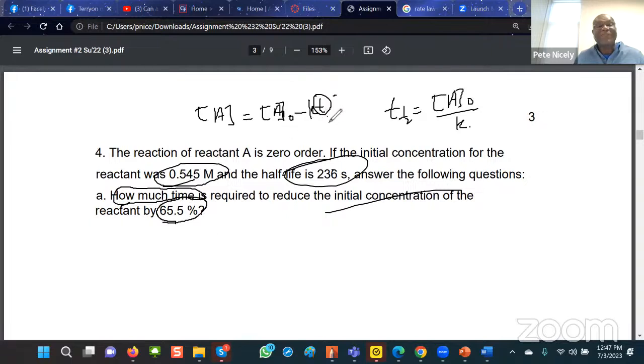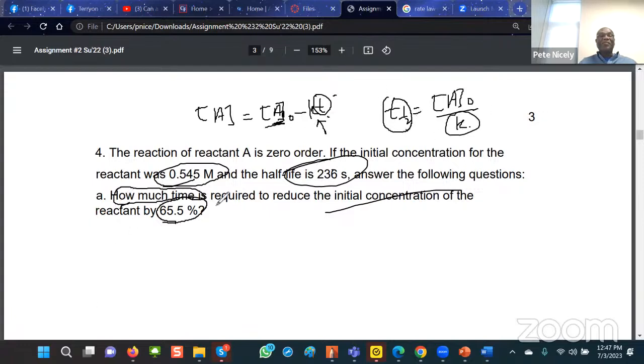So the question is asking for T, right? The question gives you the half-life, the question gives you the initial concentration, and the question is asking for T. So how would we do this? The first thing I would do is, based on the half-life, since this equation has K here, I would try to find out what K is, right?